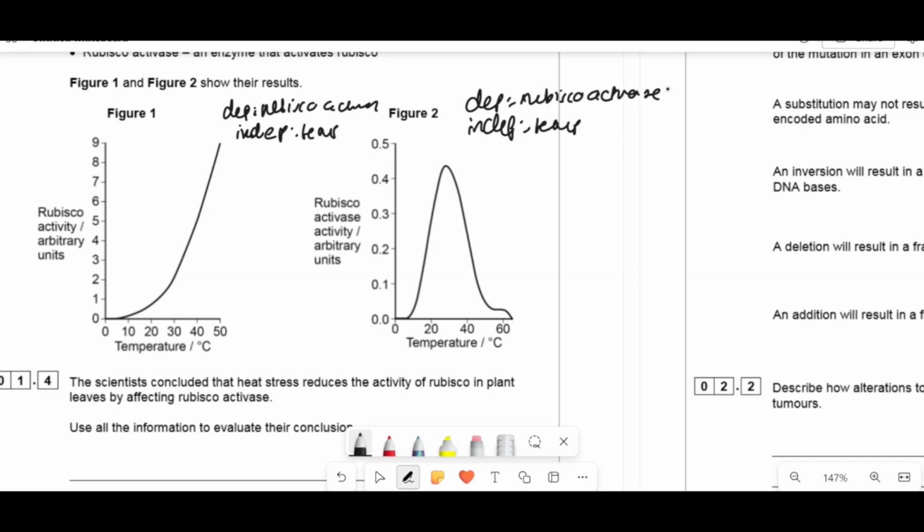Then have a look at each data sheet they give you, take a quick look at what's happening, and get familiar with it. If we look here, as you increase the temperature, the activity of Rubisco is going pretty high at 40 to 50, so between those two. Beyond that point we don't really know what's happening. Maybe it goes down, we don't know, it's only up to here. And then with Rubisco activase, it starts to go higher and higher, peaks at about 30, and then goes back down at 60.